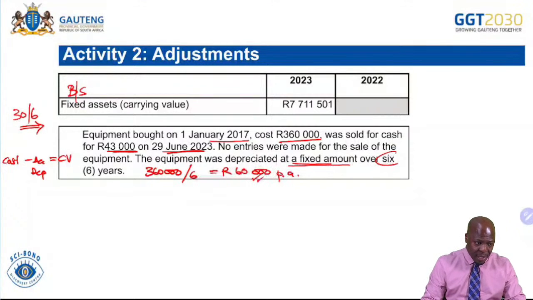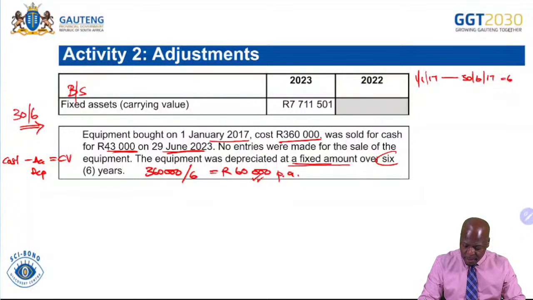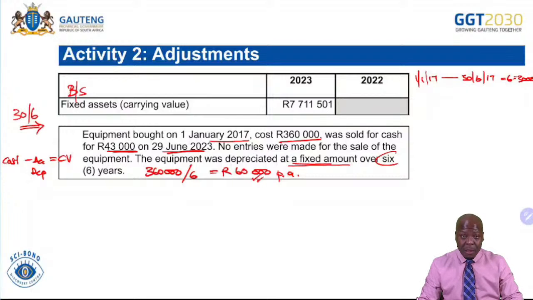So what we'll now do is, in the first year, when we bought it, which is the 1st of January 2017, until the end of the financial year, which is 30 June 2017. This is not 12 months. This is only 6 months. So instead of losing 60,000, it's going to lose half of that, which is going to be how much? 30,000. So it lost 30,000 in the first year.